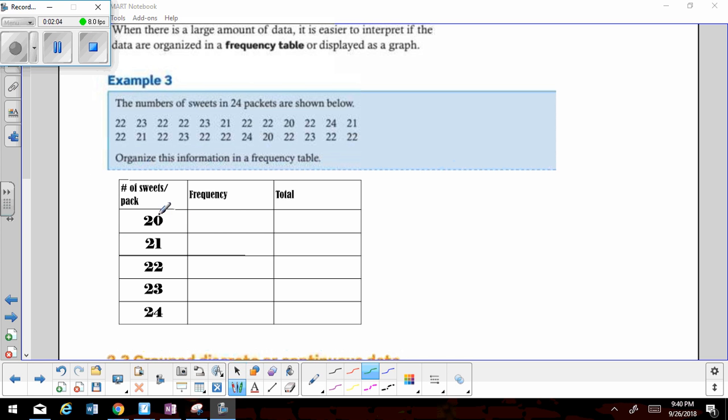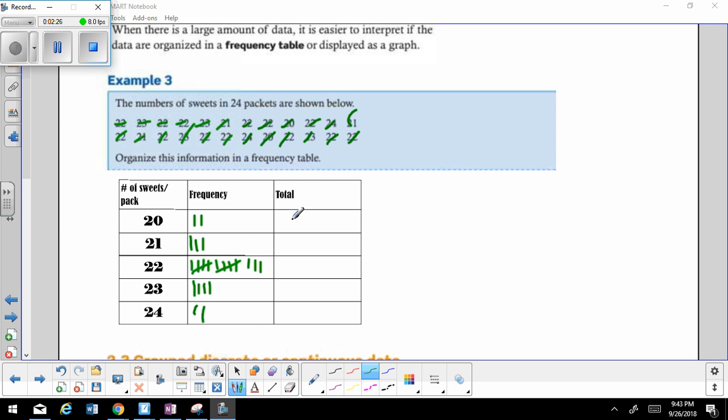Okay, so from here, I'm just going to put a tally mark everywhere I have those numbers. So if I have 22, 23, 22. Okay, so I think you get the idea. So I'm going to pause and finish this, and I suggest you do the same.